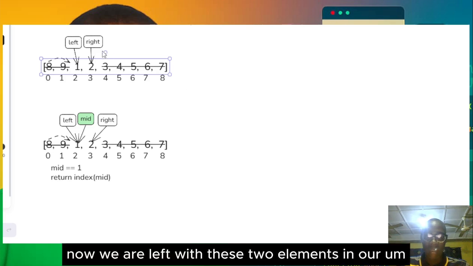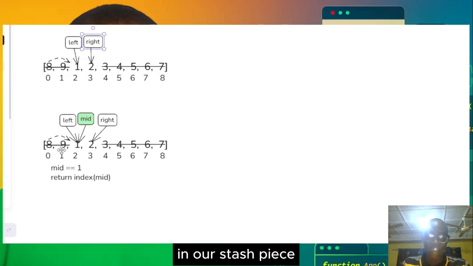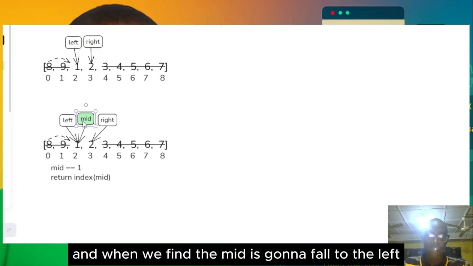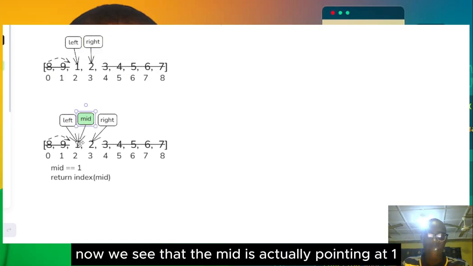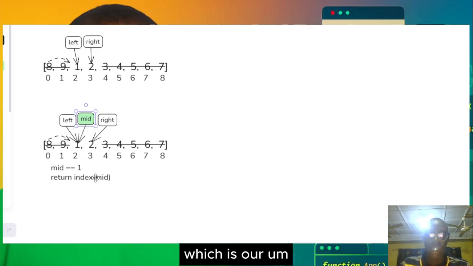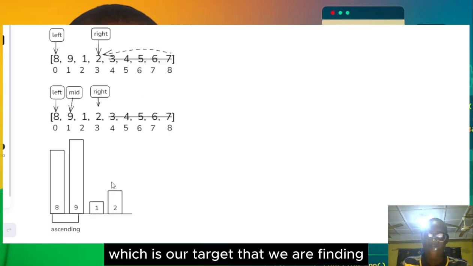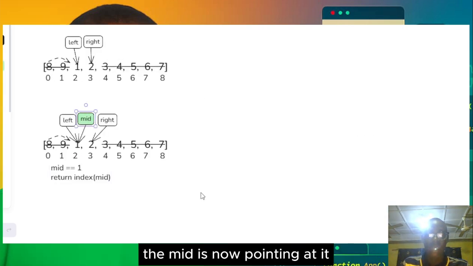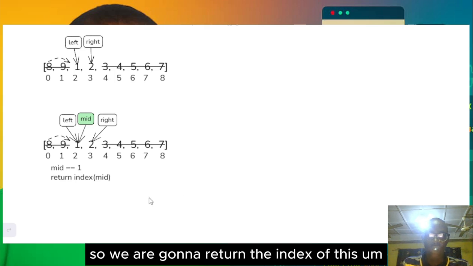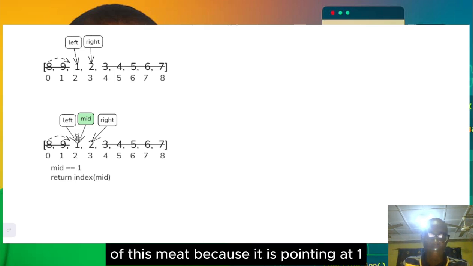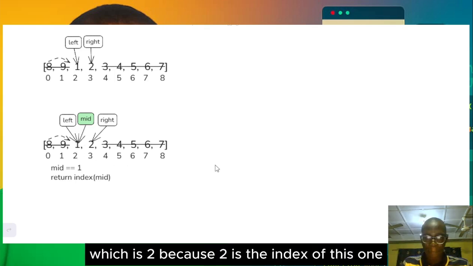So doing this, we are left with these two elements in our search space, and when we find the mid, it's going to fall to the left, and we see that the mid is actually pointing at 1, which is the target that we are finding. The mid is now pointing at it, so we are going to return the index of this mid because it is pointing at 1, which is 2, because 2 is the index of this 1.